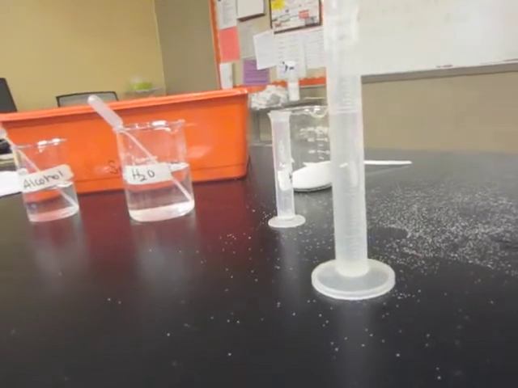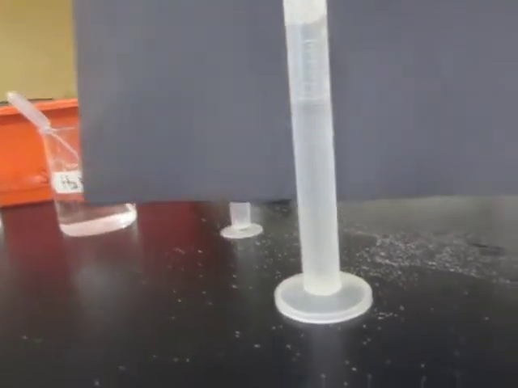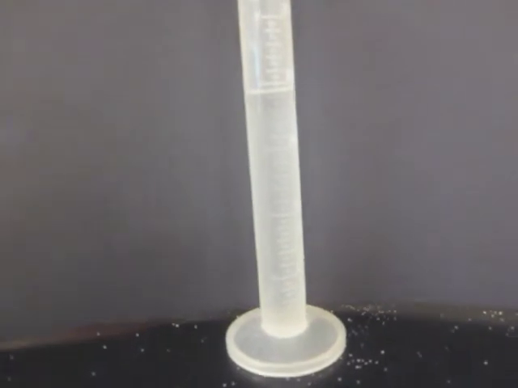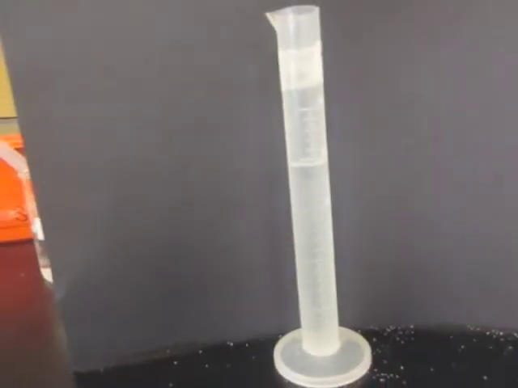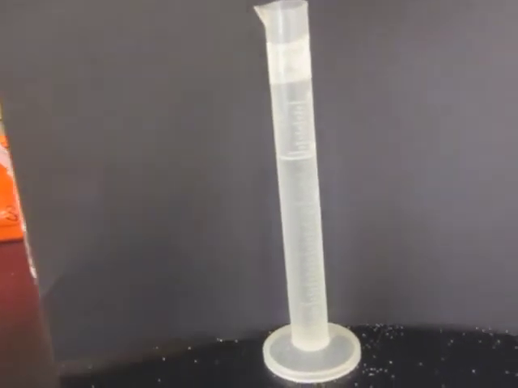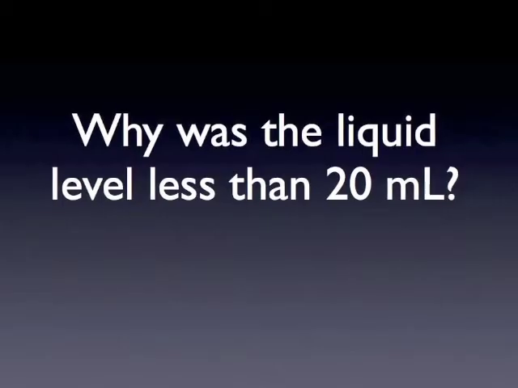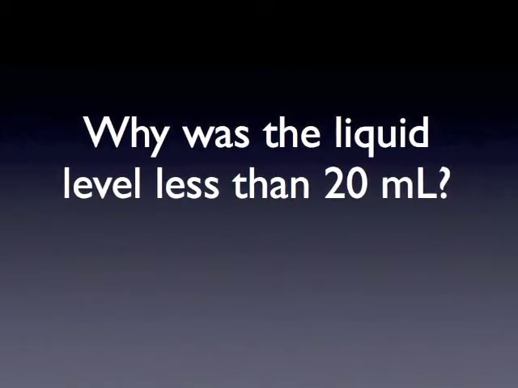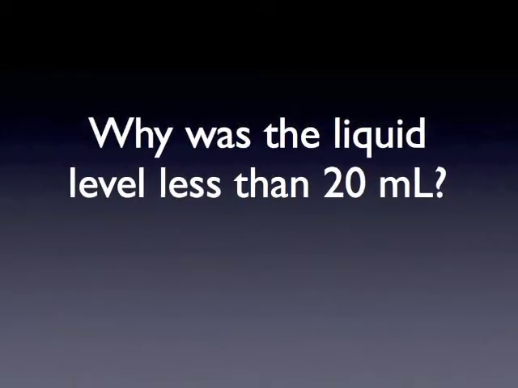Let's see if I can put the black sheet of paper there and you can see the water level even more, and you can see that it's under the 20 milliliter mark. You pour 10 in of each, but why is it under 20? Think about this as you finish your lab. Why was the liquid level less than 20 milliliters? Think about how much space is between the particles in a liquid compared to a solid.